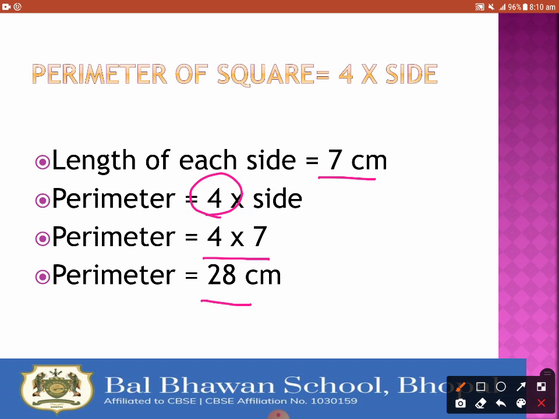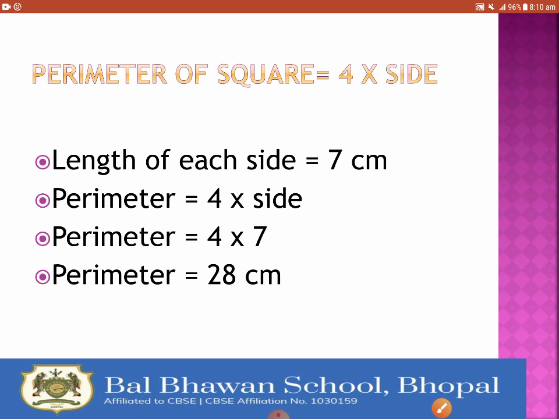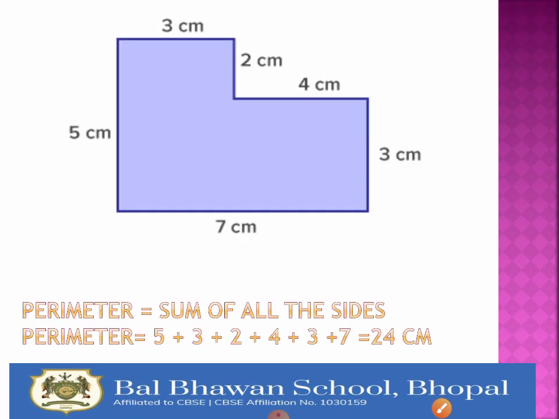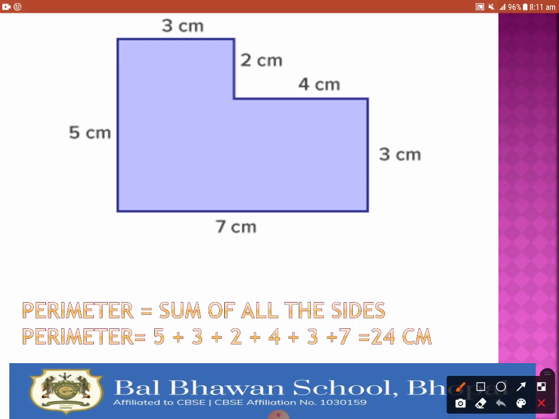So children, we have learned that the perimeter of a rectangle is 2 into (length plus breadth) and the perimeter of a square is 4 into side. But if the shape is an irregular shape, that means all the sides are not of equal length, how do we find out the perimeter in that case? In such cases, we should find out the perimeter by adding all the sides. So perimeter for an irregular shape is the sum of all the sides.